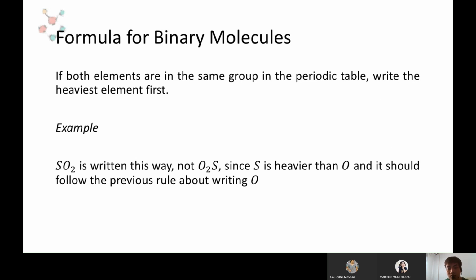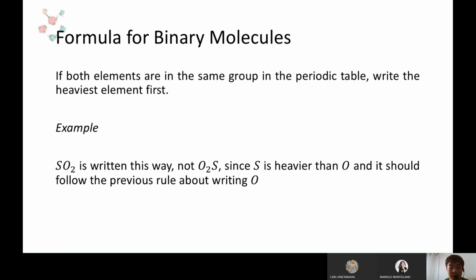So again, paano uli magsulat ng binary molecules? The element on the leftmost side of the periodic table, siya yung mauuna. Yung oxygen, kahit anong mangyari, nasa dulo siya. Kapag mas mabigat yung atom, nasa una siya. So, ganun. Yung oxygen, dulo parati. Okay? So, ganun lang.